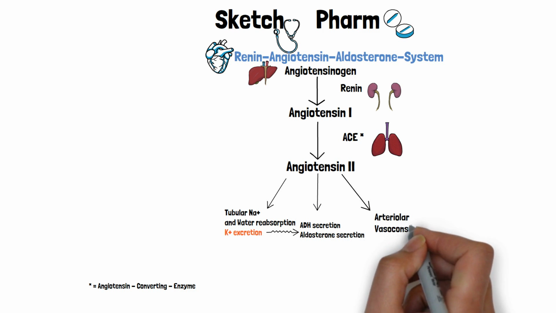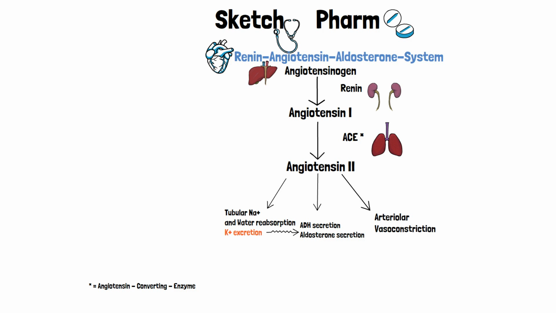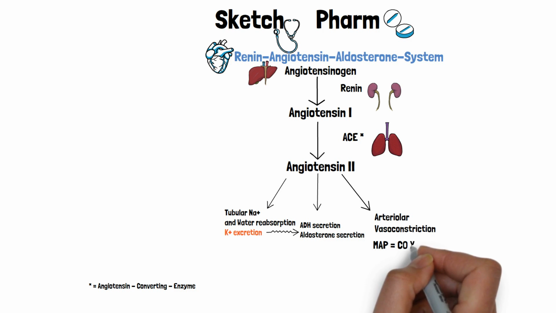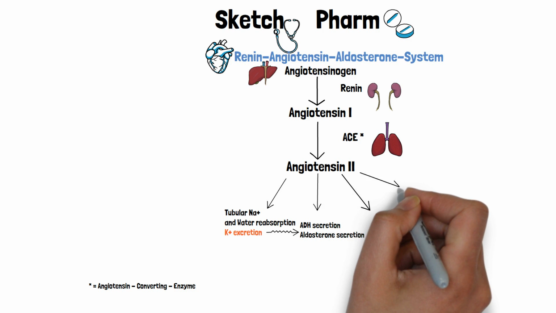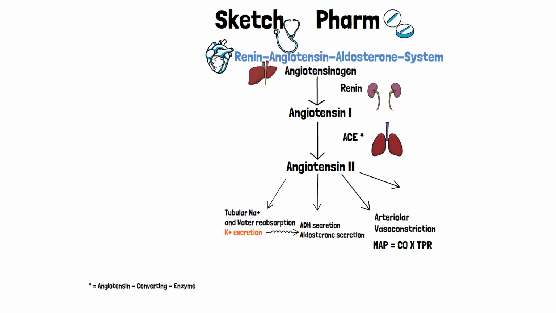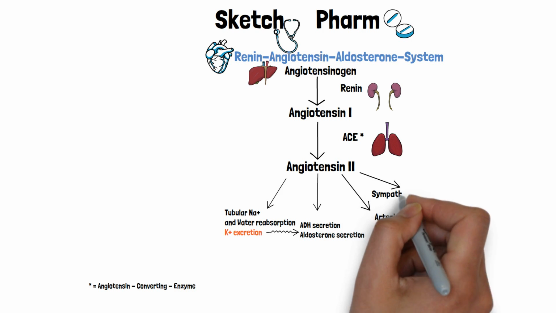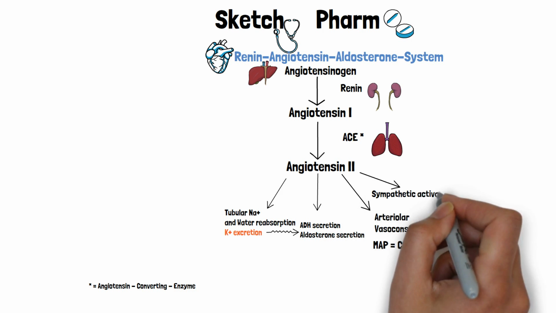Angiotensin 2 also promotes vasoconstriction, thereby increasing mean arterial pressure, and this is as a result of raising total peripheral resistance. Angiotensin 2, over a long period of time of stimulation, can cause cardiac remodeling, and this is as a direct result of the sympathetic activation.